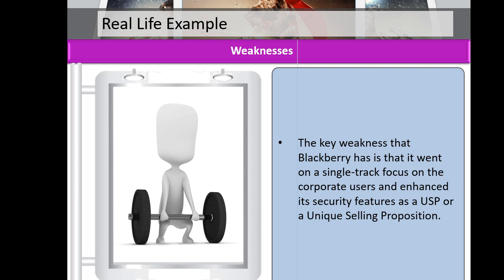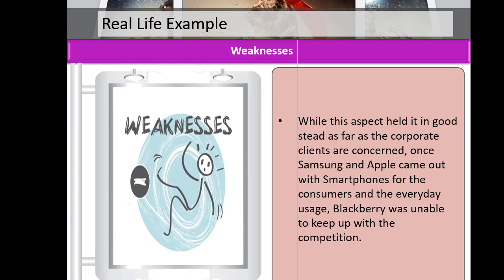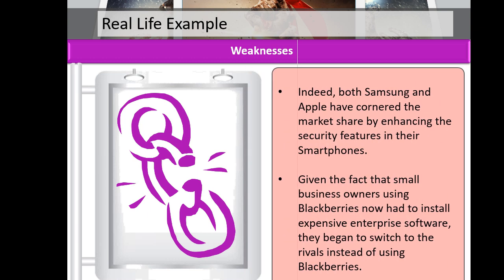The key weakness that BlackBerry has is that it went on a single track focused on corporate users and enhanced its security features as a USP, or unique selling proposition. You can see that's one of the weaknesses it has. While this aspect held it in good stead as far as the corporate clients are concerned, once Samsung and Apple came out with smartphones for the consumers and everyday usage, BlackBerry was unable to keep up. Indeed, both Samsung and Apple have cornered the market share by enhancing security features in their smartphones, given that the small business owners using BlackBerry now had to install expensive enterprise software. They began to switch to rivals instead of using BlackBerry.